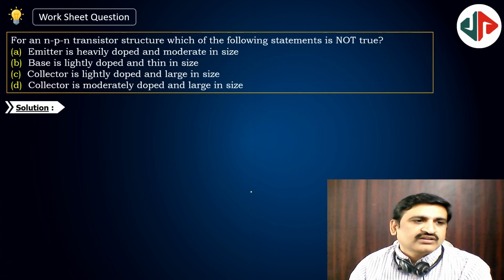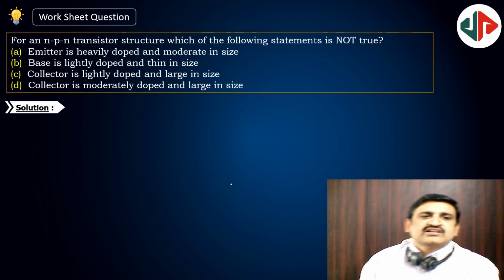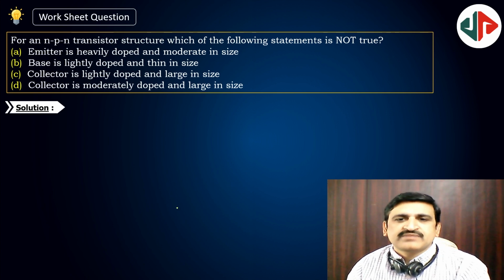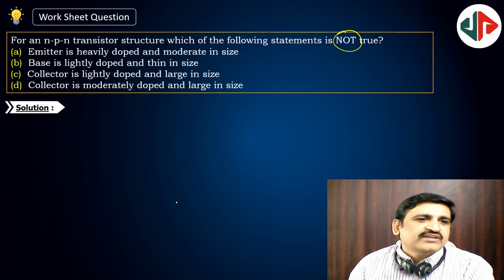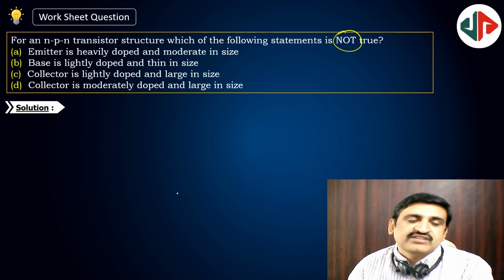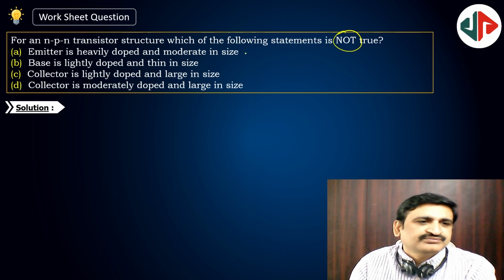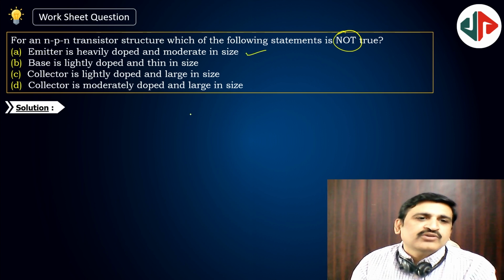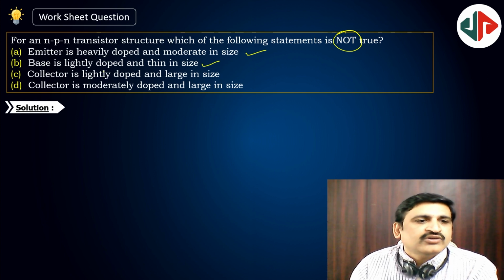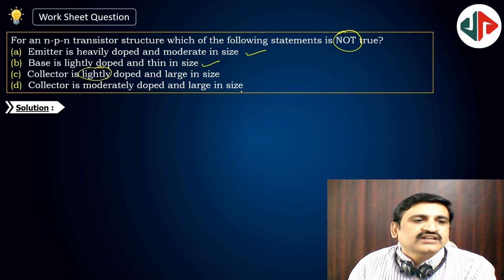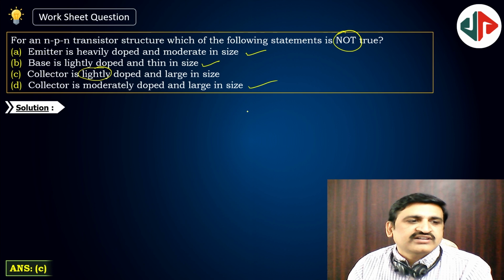Next. In an NPN transistor structure, which of the following statements is not true? Emitter is heavily doped and moderate in size. Correct or no? Base is lightly doped and thin in size. Yes. Collector is lightly doped and large in size. Lightly doped, no, moderately doped. Collector moderately doped and large in size. Yes. So option C.